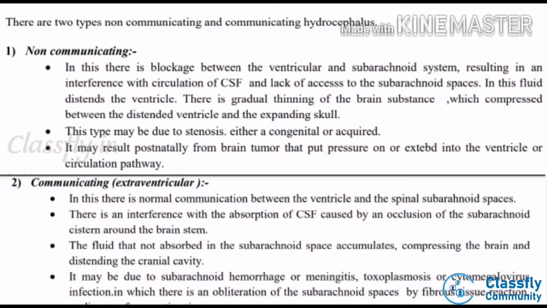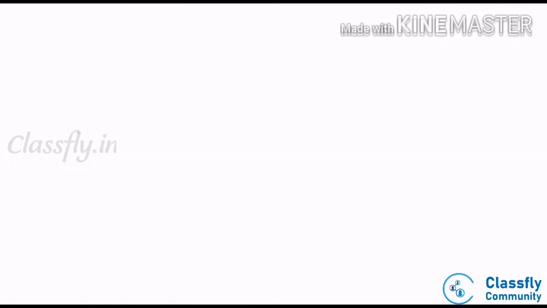In case of communicating, there is normal flow of CSF, but there is decreased absorption in the subarachnoid villi, and excess CSF leads to flattening and atrophy of the brain. These may be due to infection, subarachnoid hemorrhage, etc. But in non-communicating, the main causes are congenital or acquired.